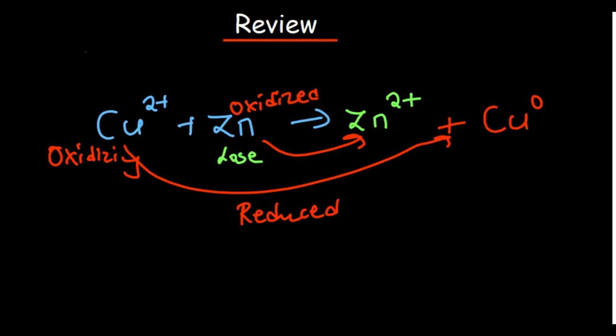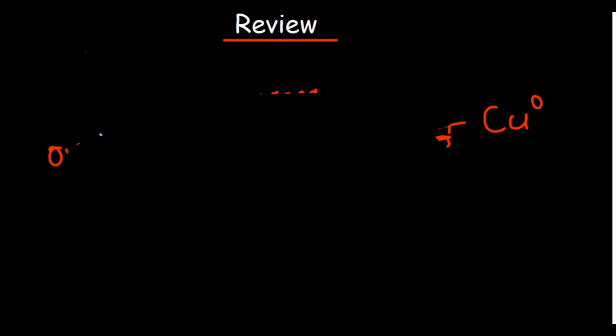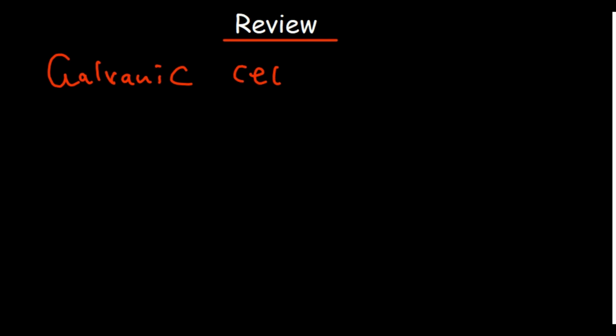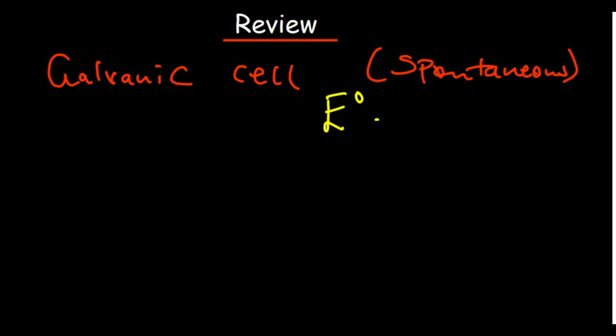Now we've also talked about what we are calling a galvanic cell. A galvanic cell is basically a cell where we expect a spontaneous reaction to occur. So what is a spontaneous reaction? In a spontaneous reaction, first of all, one thing that we expect is that the standard cell potential is positive.